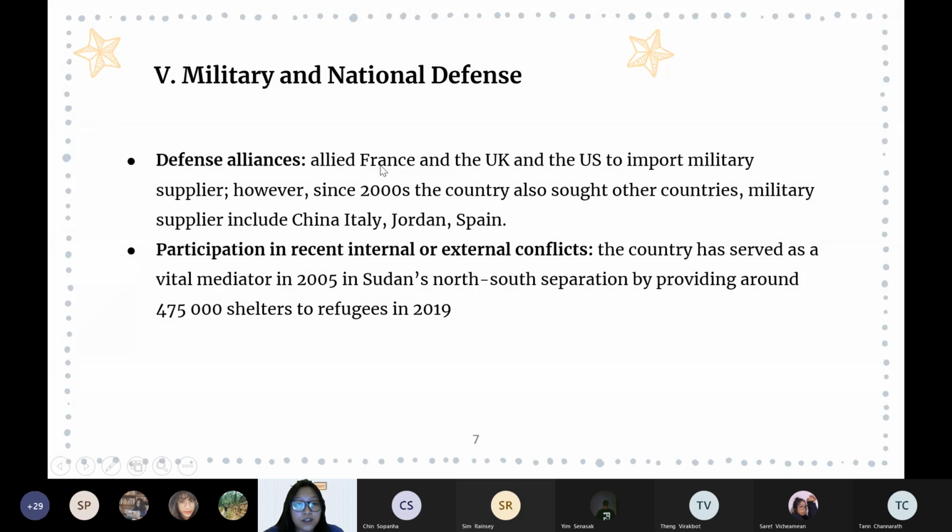This part is military and national defense. Kenya is also allied with France, the UK, as well as China, Italy, Jordan, and Spain, in order to import military supplies.